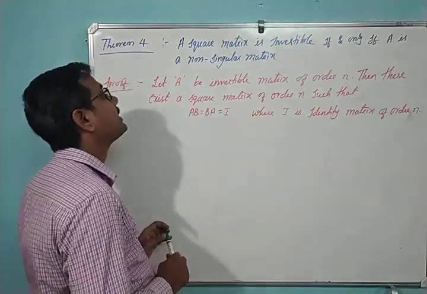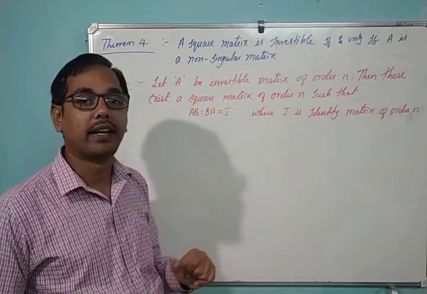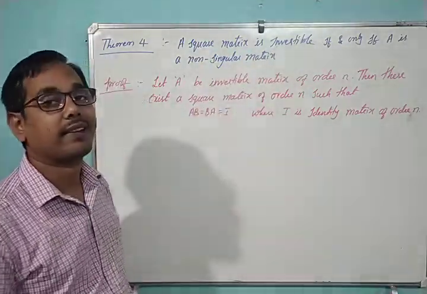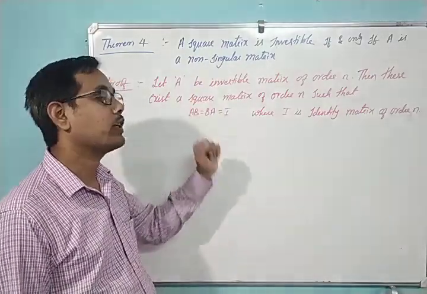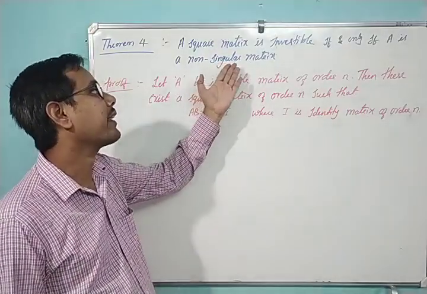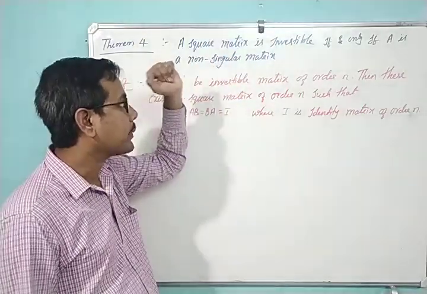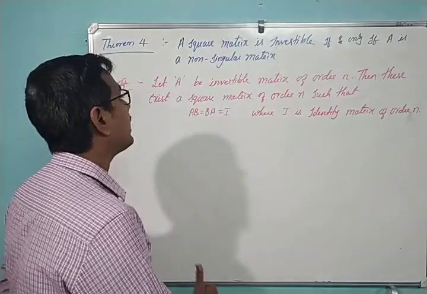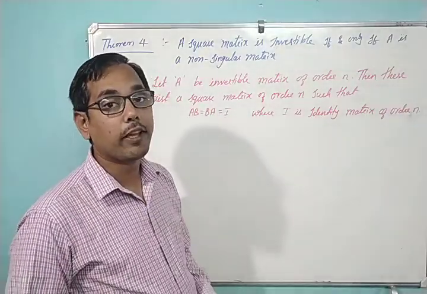So now let's see what we have assumed here in the proof. Let A be the invertible matrix of order n. We are assuming that A is an invertible matrix. Then what we should prove? It is a non-singular matrix, right? We should prove that it is a non-singular matrix. Either you can assume A as a non-singular matrix and prove it as invertible, or you can assume A as invertible and prove it as non-singular. Both are correct. Okay. So if A is an invertible matrix of order n, then what is the condition for an invertible matrix?